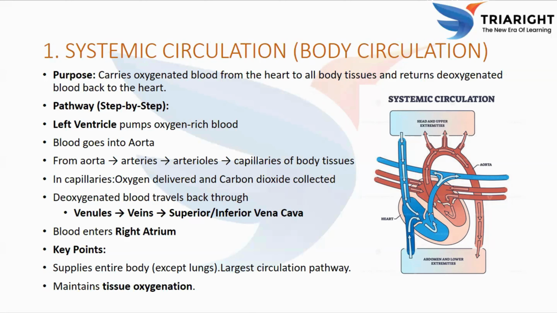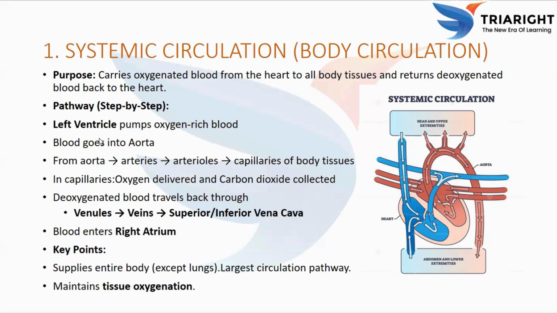What is the purpose of the systemic circulation? It is to supply oxygen and nutrients to all the body tissues, and to remove carbon dioxide and waste products from the body cells. What is the pathway for the systemic circulation? It's also called the body circulation. Left ventricle to aorta.